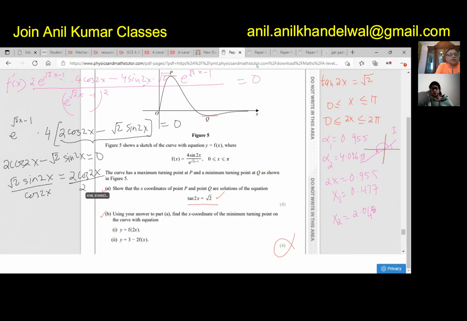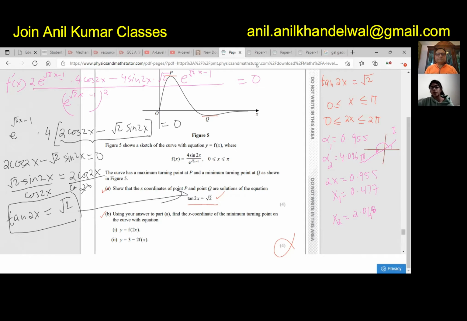So we get tan 2x equals 2 divided by square root 2, which is square root 2, correct? So actually we get the solution directly. We don't even have to find the point, right? Yeah. So we do get this result, which shows that the x coordinates of points P and Q are the solutions of this equation. Yes, they are. Perfect. Now let's look into part B.